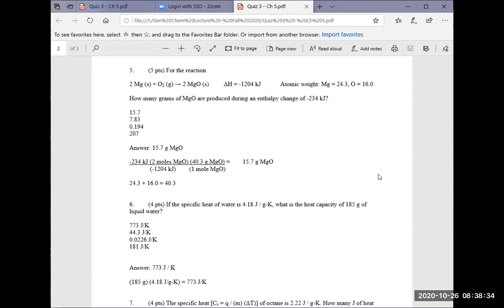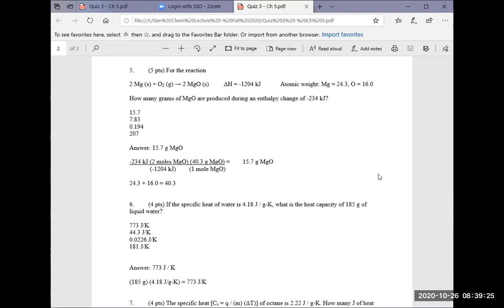So we knew for the reaction that delta H was minus 1204 kilojoules. And from the stoichiometry of the reaction, we knew that 2 moles of magnesium oxide are formed in that reaction. So for every 2 moles of magnesium oxide, we have this minus 1204 kilojoules, and we use that relationship. By putting the kilojoules in the denominator, the kilojoule units cancel, and now we're into moles of magnesium oxide. We wanted to get to grams of magnesium oxide, and the relationship between moles and grams comes through the molecular weight.